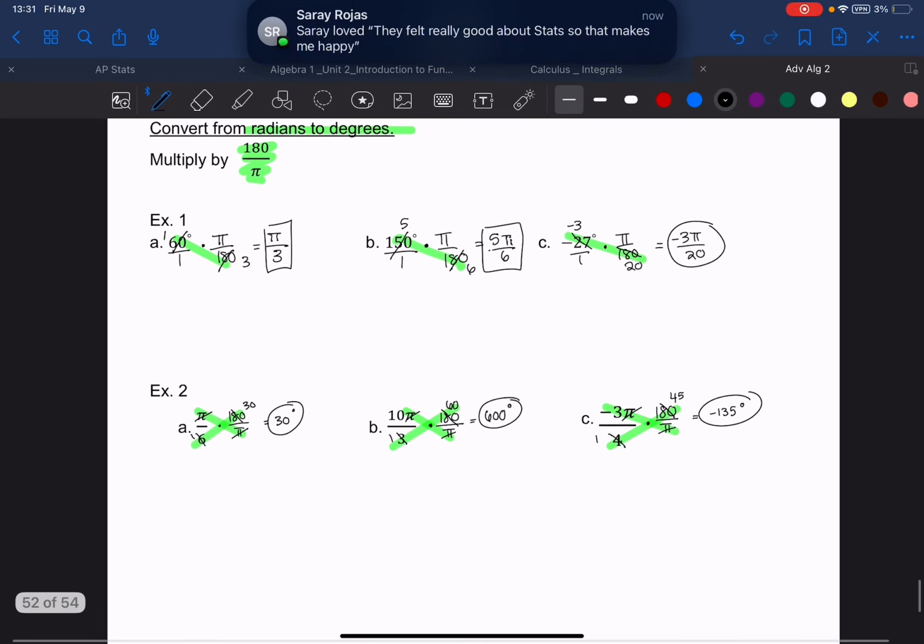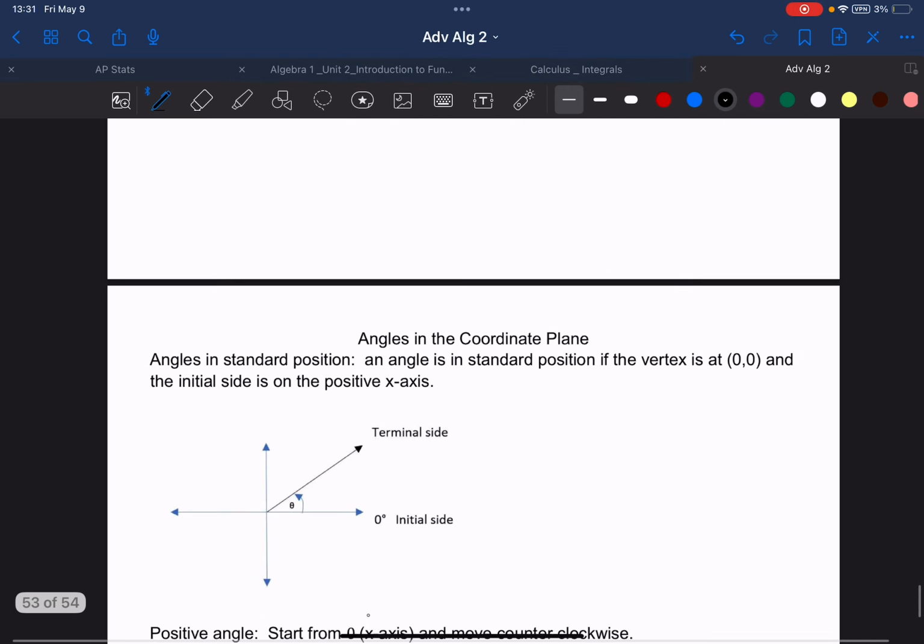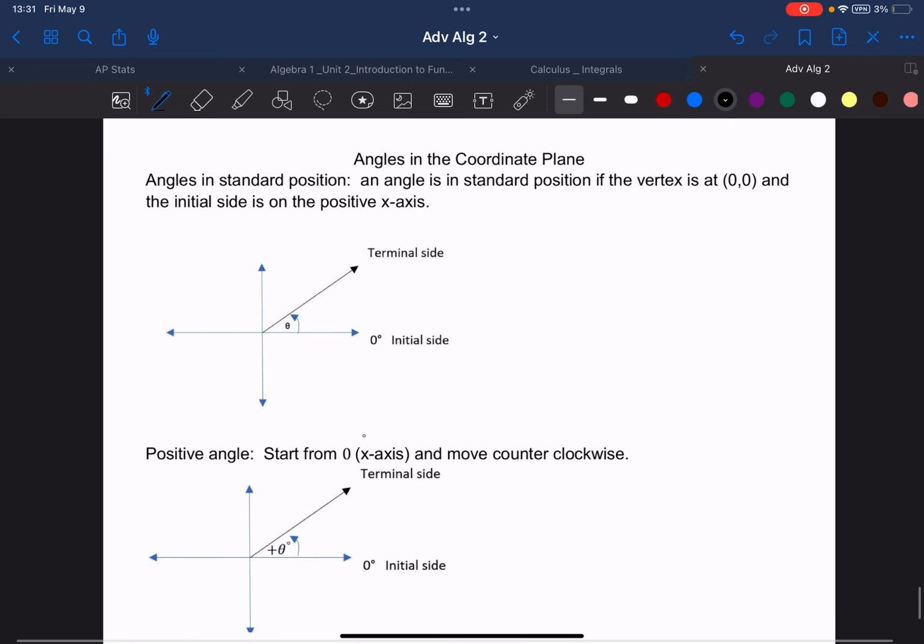The next part of the notes is just some definitions here. So first we're going to look at this part where it says angles in standard position. It says an angle in standard position is if the vertex is at 0, 0 and the initial side is on the positive x-axis. So it's talking about this side right here. Notice that this side is the positive side of the x-axis. If it starts here, then this is standard position.